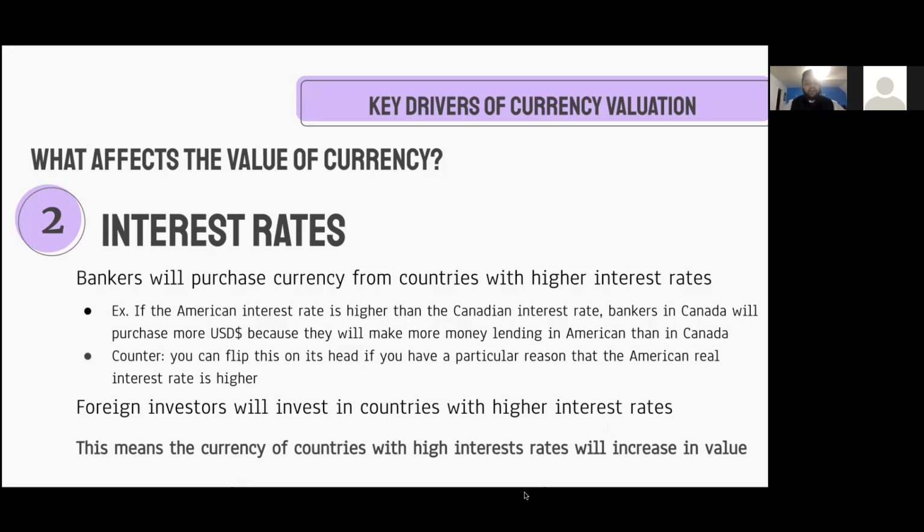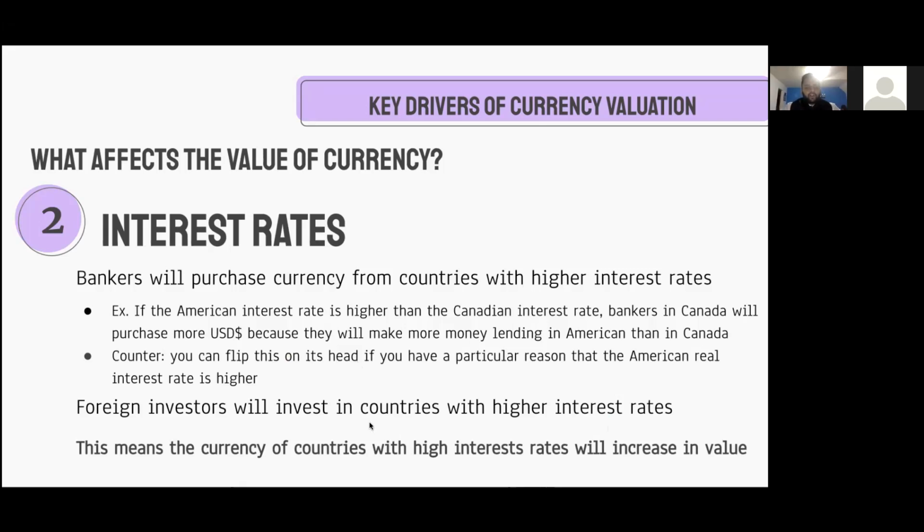Anyway, in a lot of instances the opposite of this case is also true. American banks often do this as well. If American banks notice that Canadian interest rates are higher, they might realize that they could make a significantly higher amount of money in Canada. The opposite in this case would also be true.